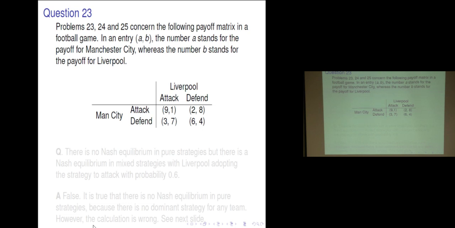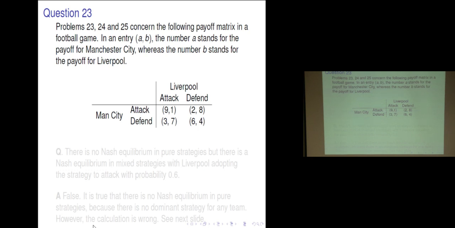So these are Liverpool and Manchester City. You can change it to other teams, right, if you want. Okay, so each team has two so-called strategies. For example, Man City can choose attack or defend. The same for Liverpool, right? Liverpool can choose attack or defend.